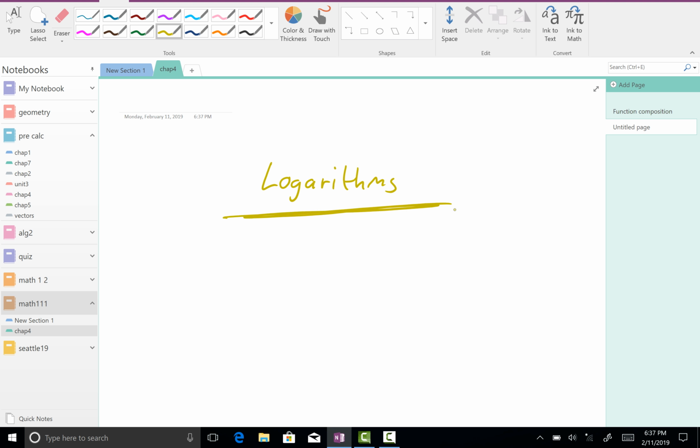So basically we're going to talk a whole bunch about logarithms tonight, okay? So what I want to do first of all, before we really get into talking about logarithms, is to show you this GeoGebra thing I came up with.